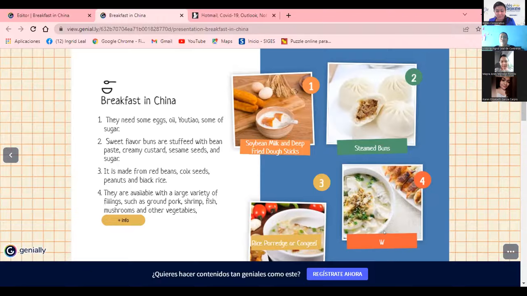Number 4, wonton and dumplings. You can't see it there, but it is wonton and dumplings. They are available with a large variety of fillings, sauce, and raw pork, shrimp, fish, mushrooms, and other vegetables.